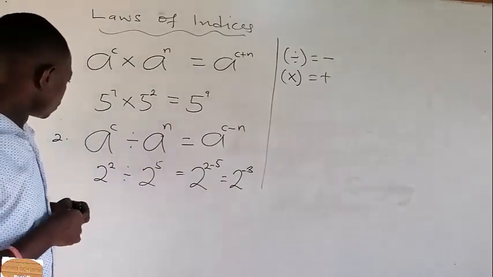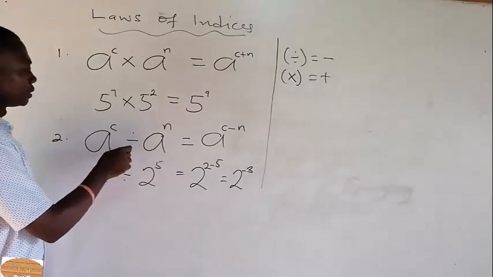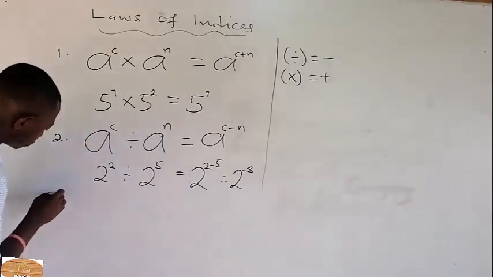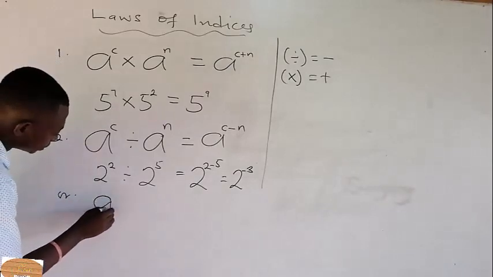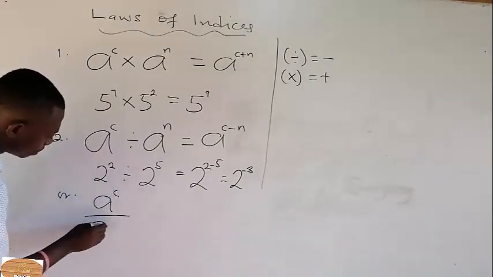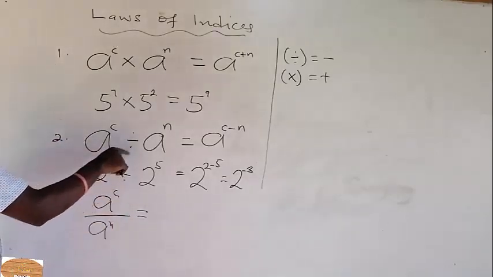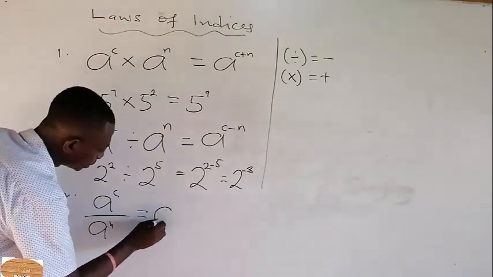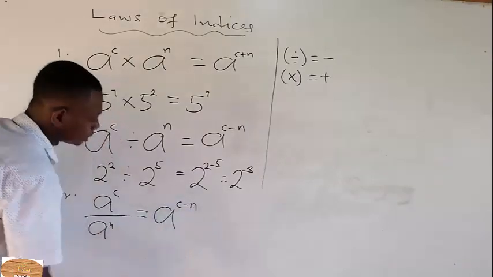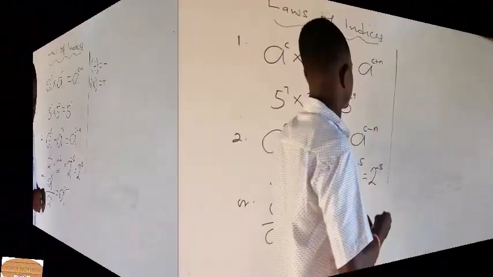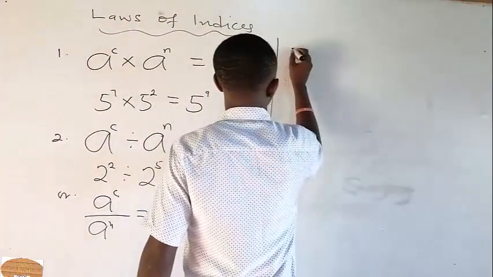Now before we move on, this one is division. This one is the same as A to the power C over A to the power N. This one is division and division, they are the same. I'll just pick one and subtract the exponents. So this one is the same as this one. Alright. So the third law.